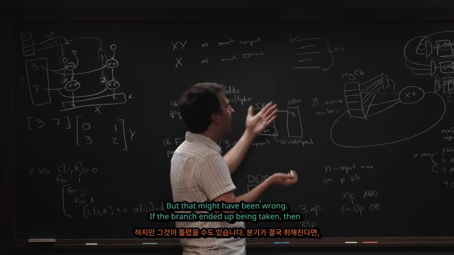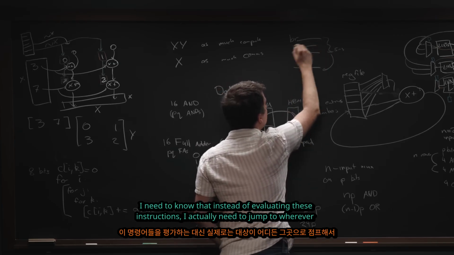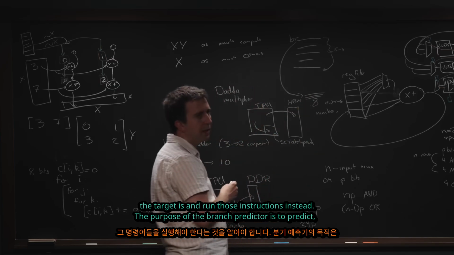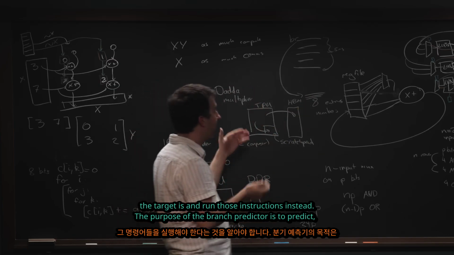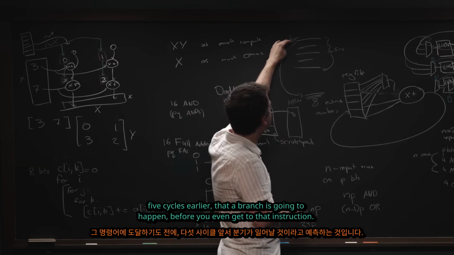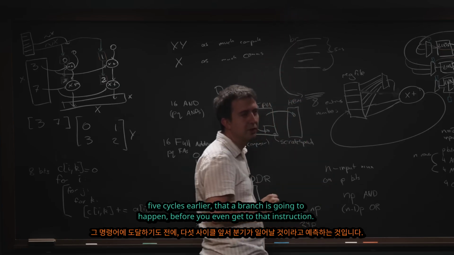But that might have been wrong. If the branch ended up being taken, then I need to know that instead of evaluating these instructions, I actually need to jump to wherever the target is and run these instructions instead. And so the purpose of the branch predictor is genuinely to predict, before I even get to this instruction, 5 cycles earlier, that there was going to be a branch that's going to happen.